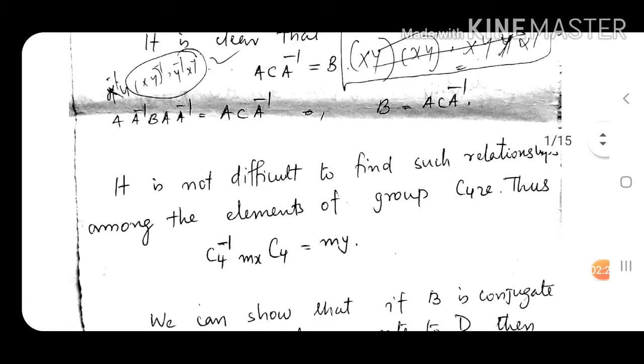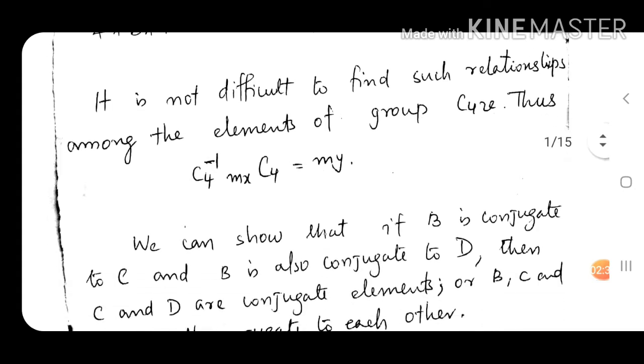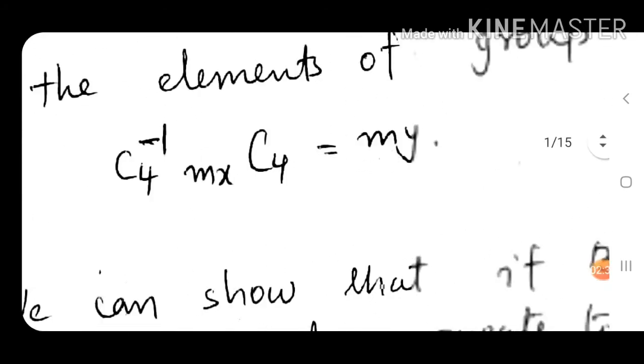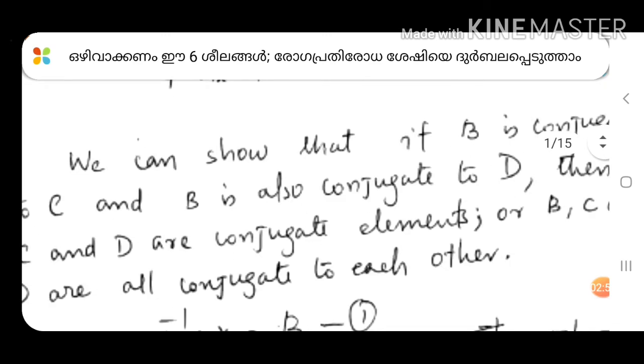Now in the group that we saw, the group of symmetry of a square, which is called C4V, we can find many such relationships among the elements of the group. For example, C4 inverse MX C4 is equal to MY. That means MX and MY are conjugate elements. We have the similarity transformation of MX by C4, and we are getting MY, that means MX and MY are conjugate elements.